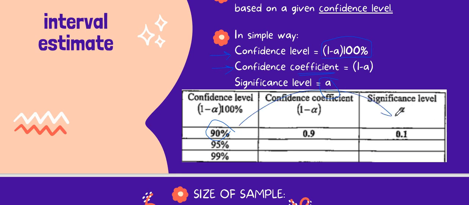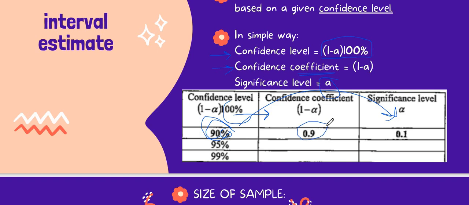Actually, you can jump straight to this one, no problem, if you can work it out mentally. 90%, the balance will be 10%. To go from the confidence level to the confidence coefficient, we eliminate the percentage by dividing by 100. You can see that here they have 100% but now they have no 100%. So 90% divided by 100 gives 0.9. That is your coefficient.